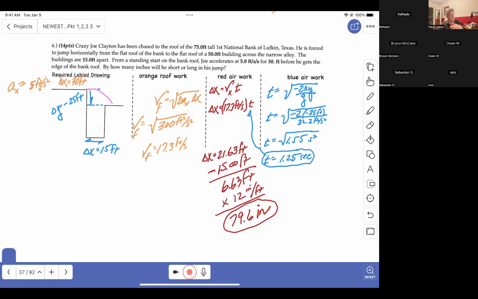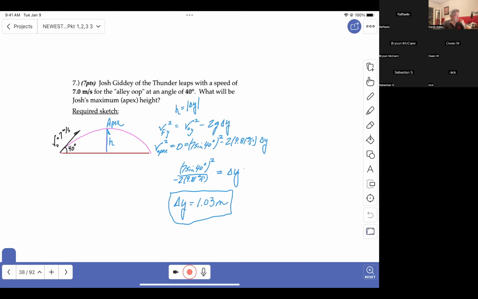I'm blowing on past these. If you want me to stop and talk about any particular part of this, I'm trying to get you out of here early tonight. Been a long day for all of us.